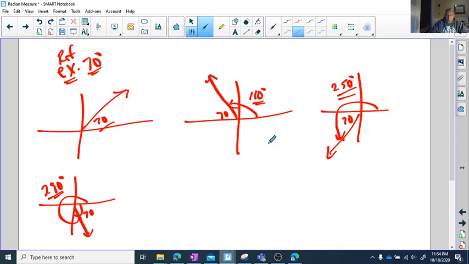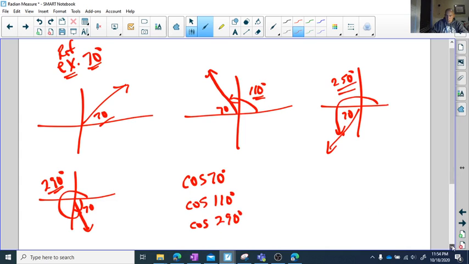Now, based on what you saw on the last one, I'm going to use cosine this time. Cosine of 70. We're going to do the cosine of 110. We're going to do the cosine of 290. And we're going to do the cosine of, what did I miss here? 70, 110, oh, 250. And we're going to do the cosine of 250 degrees. All of these are associated with a 70-degree reference angle. So they have the same reference angle.